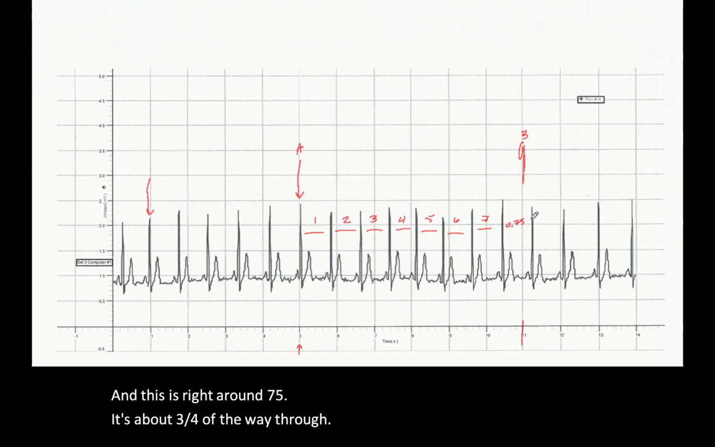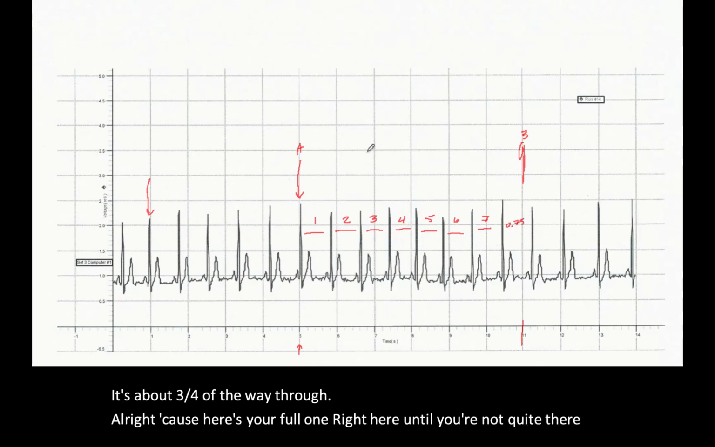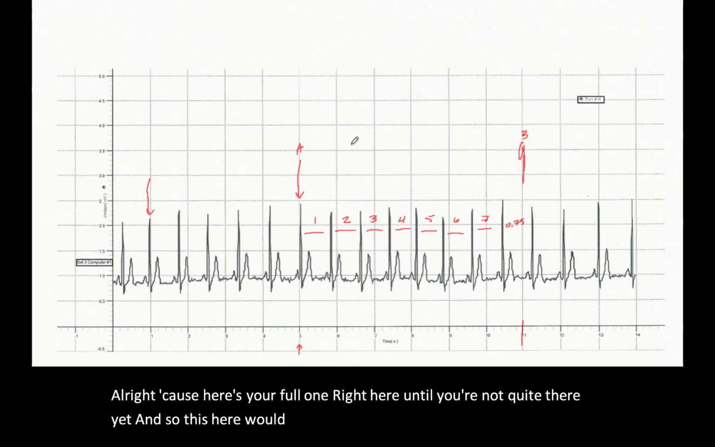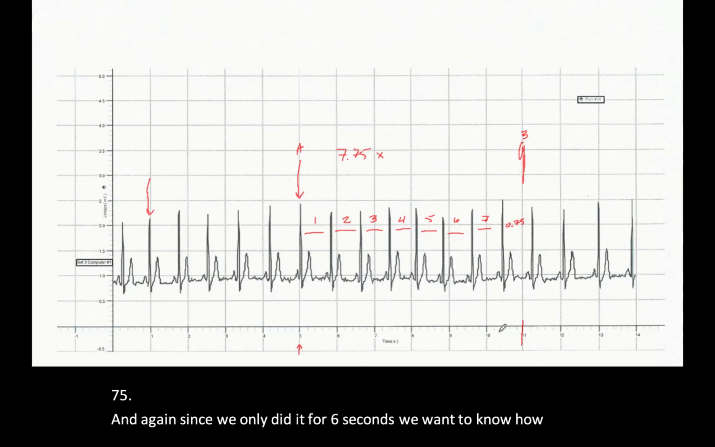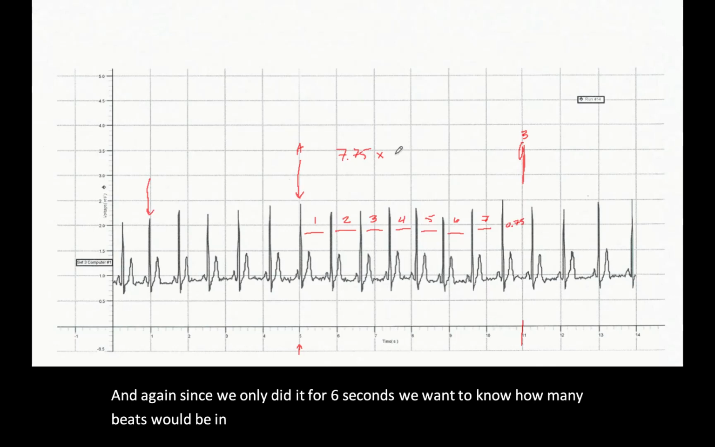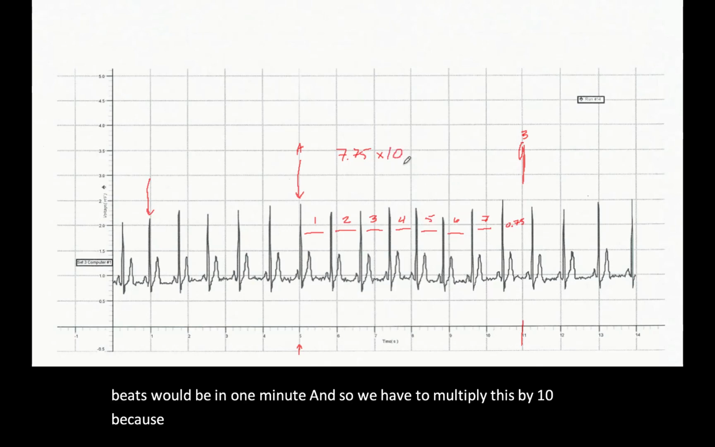All right, because here's your full one right here, and so you're not quite there yet. And so this here would be, again, 7.75 times, all right, and again, since we only did it for 6 seconds, we want to know how many beats would be in 1 minute. And so we have to multiply this by 10, because 6 seconds times 10 is 60 seconds.